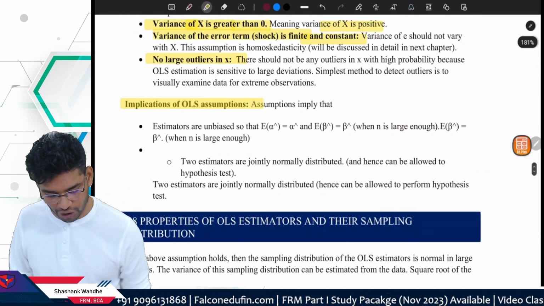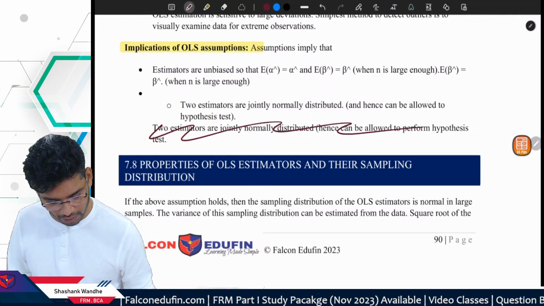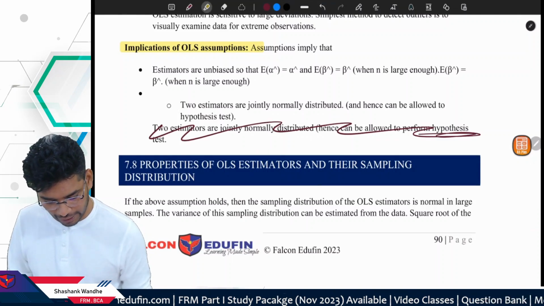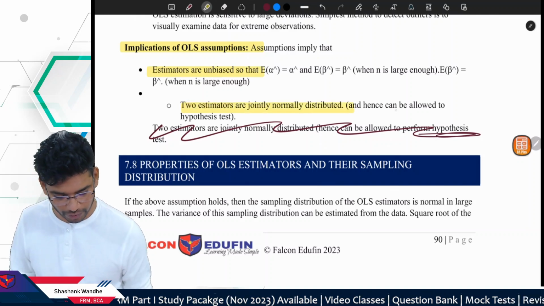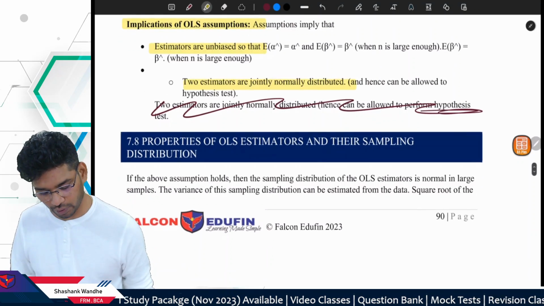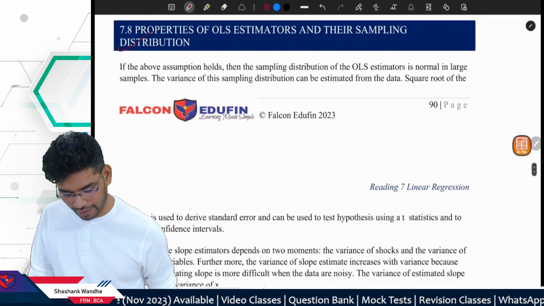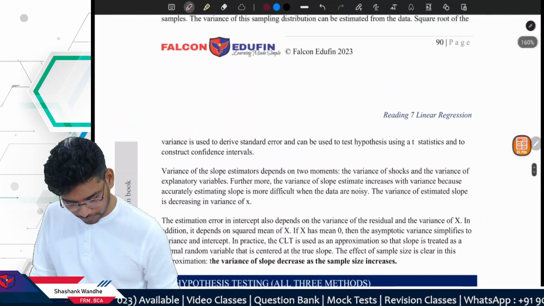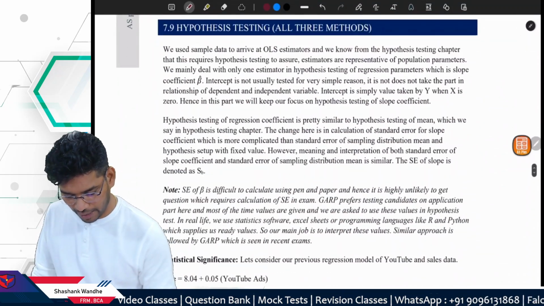Now, implications of OLS assumptions. Here we have some correction. Read this. First of all, estimators are unbiased, and the two estimators are jointly and normally distributed. So these are the two implications. Then next is the properties of the OLS estimator and their sampling distribution. So this is the basic part. Then we have the hypothesis testing part.